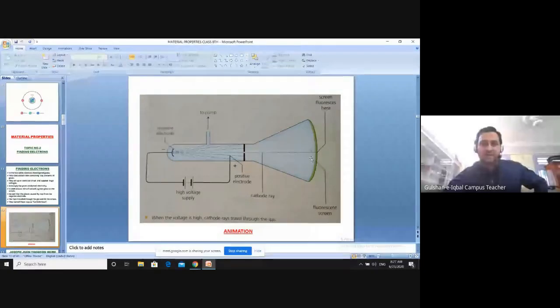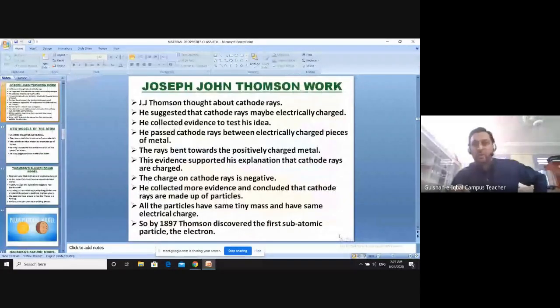They said that these rays are cathode rays that travel from the negative electrode towards the positive electrode, and they strike this fluorescent screen. So it means that they are negative rays traveling from negative to positive, because the positive is going to attract the negative. That's how they travel. This is the experiment they performed. On the basis of this experiment, J.J. Thomson worked. Joseph John Thomson's work was on cathode rays, and he suggested that cathode rays may be electrically charged.